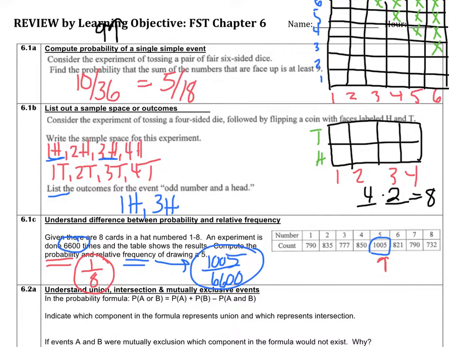Now to make them comparable, I am going to change them to decimals. 1 over 8 is 0.125. Helps me understand that a little bit better. And then 1,005 divided by the 6,600 is going to actually give me 0.152. These are actually pretty close, but in theory we would expect this to happen 12.5% of the time, but in an experiment it actually happened 15.2% of the time. So probability is what we theoretically expect to happen. However, when you do an experiment, the relative frequency is what actually happened.